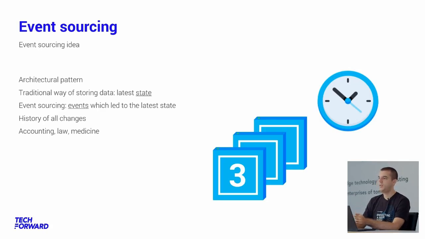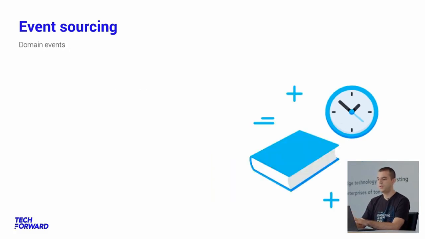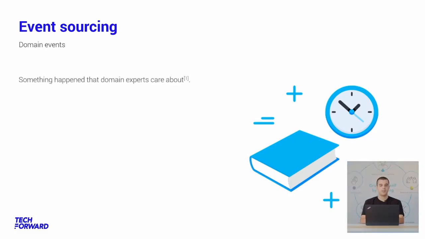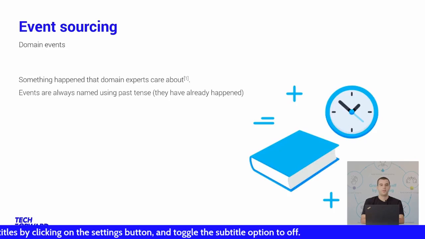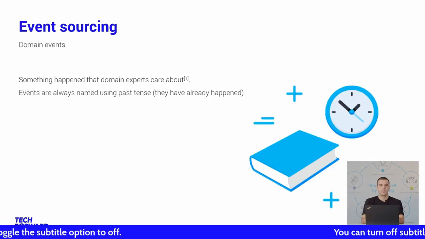Okay, now that we know the idea of event sourcing, let's jump to the basics. First, we need to define what events are. And one way to explain the event is to say that events are something that happened that domain experts care about. And we can see a couple of important things from this sentence. First, we can see that events have already happened. Thus, they are named in past tense. For example, user moved, user got married, user changed their email address, apple fell down from the tree. It really doesn't matter. What's important is that events already happened.